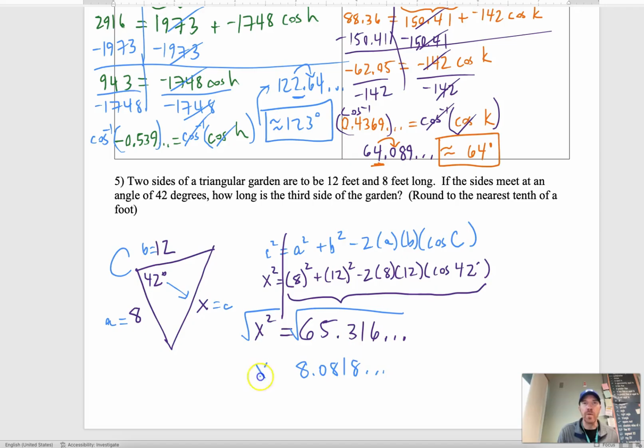This is what x would equal. And to the nearest tenth, we got 8.0 with an 8 next door, and that would be about 8.1 feet, the third side of the triangle. Again, difficult to judge whether or not this is reasonable unless we have an obtuse angle or a right angle. So we would need more information to judge.